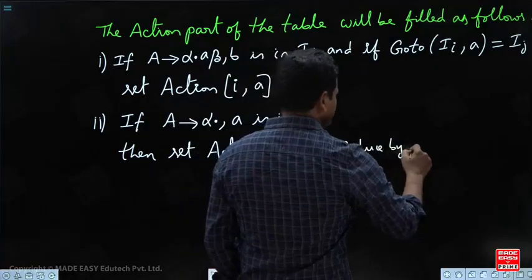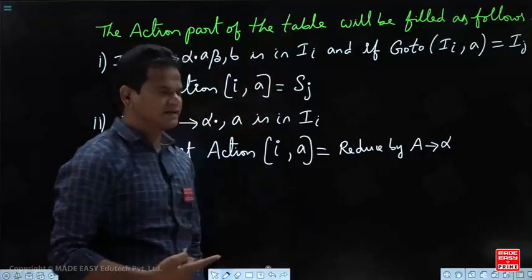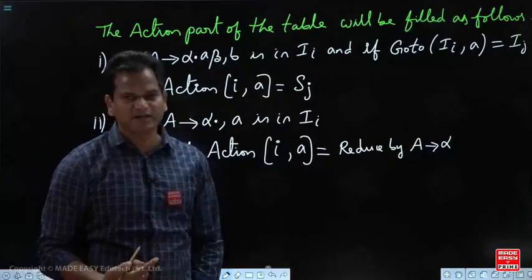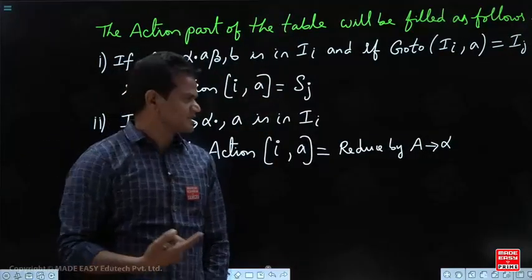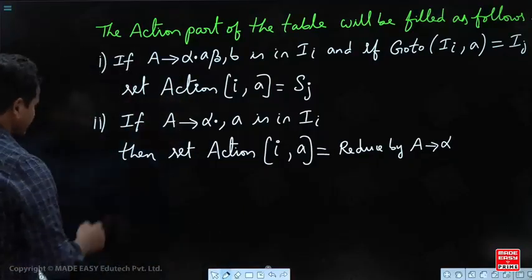Of course, we don't write this much lengthy statements in the small boxes. We give the number to every production. If its number is 1, R1. If number is 2, R2, like that. So copy.